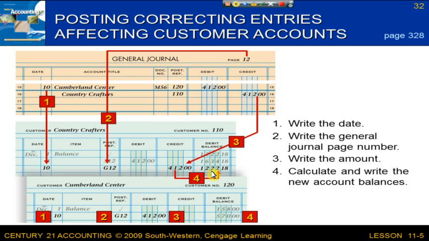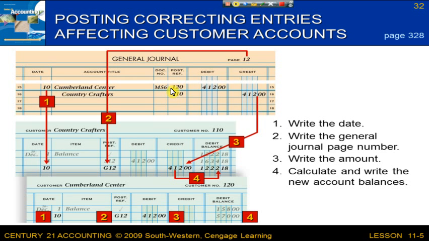Okay, so for audit your understanding questions. Number 1, what is the source document for a correcting entry affecting a customer account? What did we put here? What did we prepare to make sure that this happened correctly? We did a memorandum.